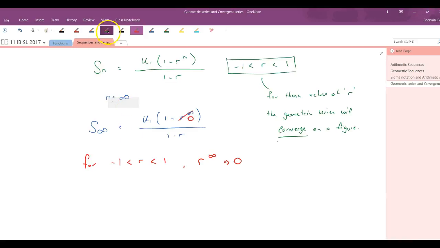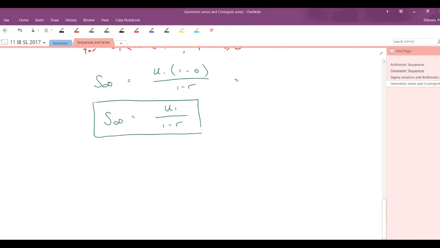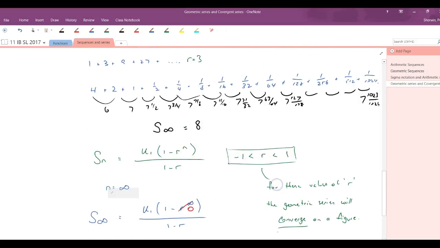If we go back and look at our formula, we rewrite it as S to the power of infinity, the infinite sum, the sum of an infinite number of terms. That's what this infinity symbol is representing. It equals u1 times 1 minus 0 over 1 minus r. That can be simplified to u1 over 1 minus r. So there is my nice simple convergent series formula: first term over 1 minus r. How nice is that? Let's check it for this sequence here.